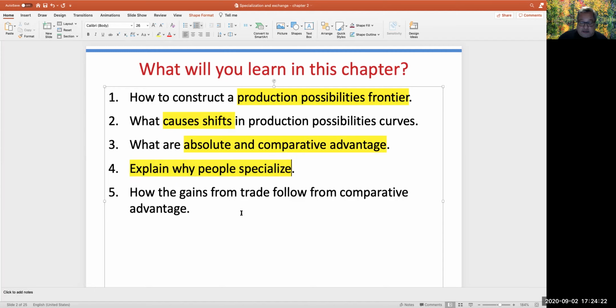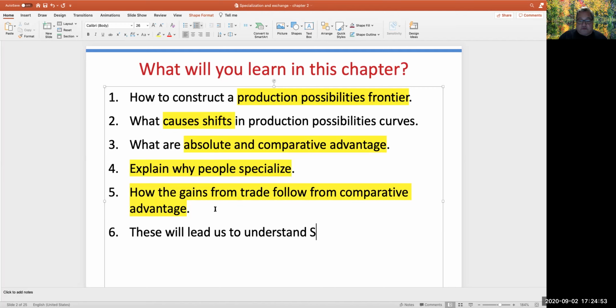or activities, economic activities. And last but not least, we're going to see how this specialization arises from comparative advantage and not from absolute advantage. And we will try to gauge the importance of that. So these are the 5 goals that will lead us to understand specialization and exchange in economics.